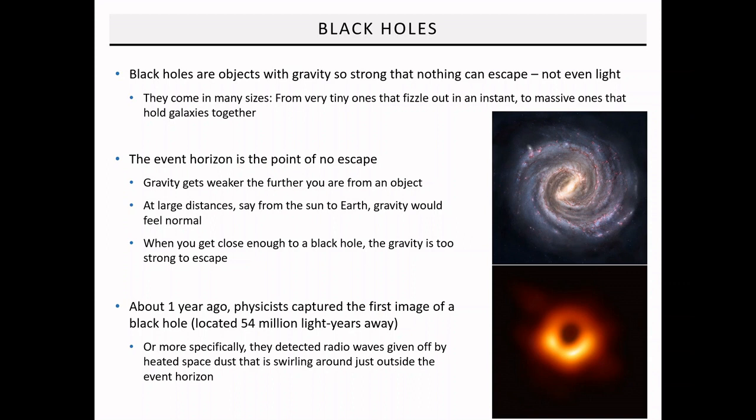So the space dust that's swirling around just outside of the black hole heats up because of the gravitational force of the black hole. Then that heat causes the space dust to emit light in the form of thermal radiation. Then by the time that light gets to us, it's a radio wave. So we detect those radio waves and we use that to create this picture that's shown in the bottom right.